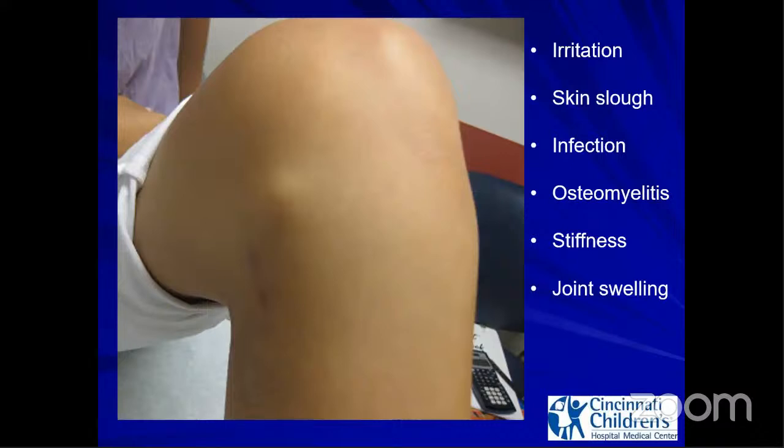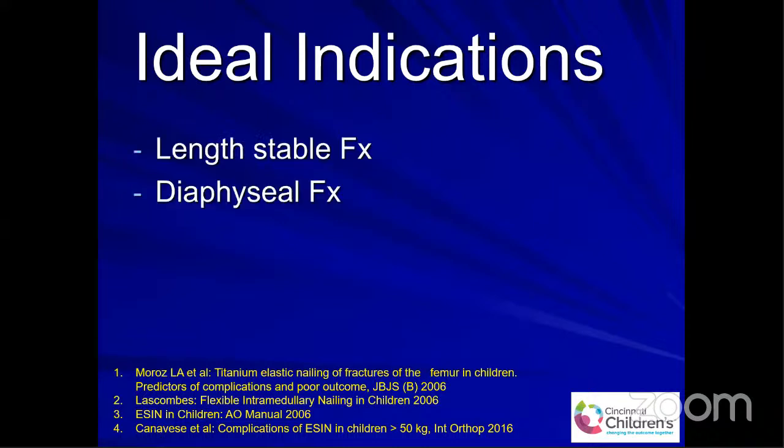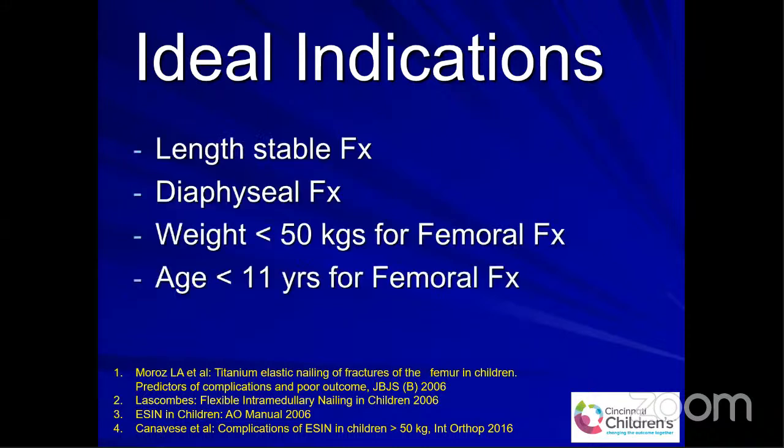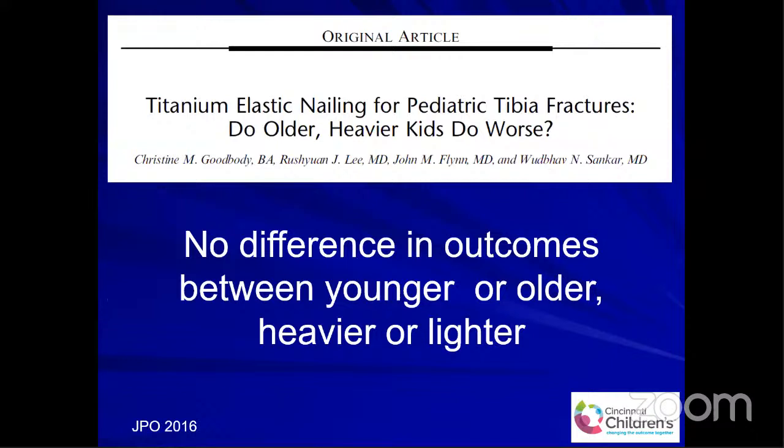You can get some irritation, staph infection, osteomyelitis, stiffness, and joint swelling from the nail backing out. So that's an issue. The ideal indications are length-stable fractures, diaphyseal fractures, age less than 11 and weight less than 50. But it's not true for even not just tibia, even the femur nails. We have not found that the differences in outcomes is based on age or weight. We have seen that even in older patients, they're lightweight, or younger patients who are heavier, they do well with elastic nailing as well.